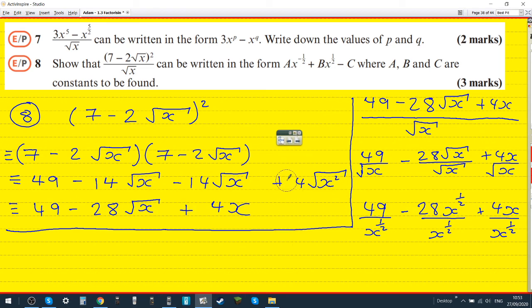So would it be 4x to the half? It would be, yeah, because that's like x to the 1. Yeah. So that was 4x to the half. Any idea about the middle one? Would it just be 28x? X is the same as x to the 1.